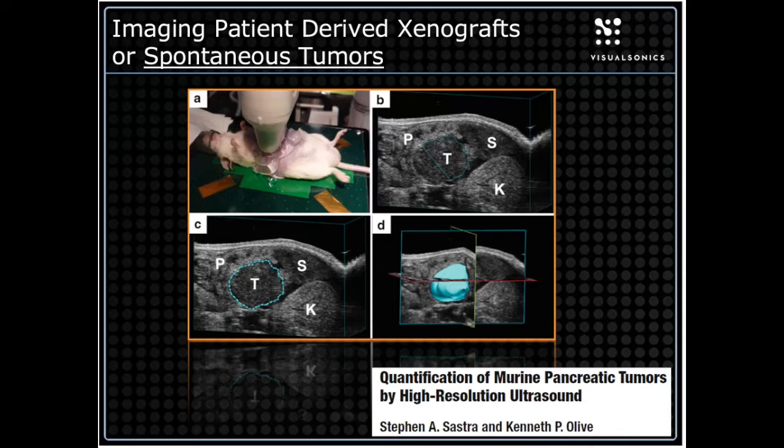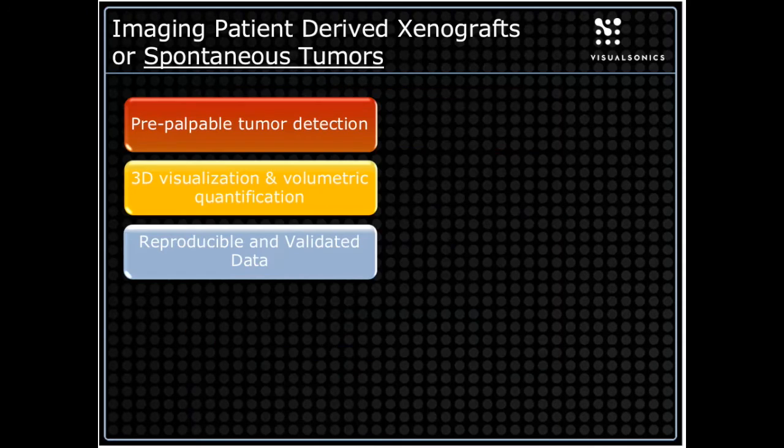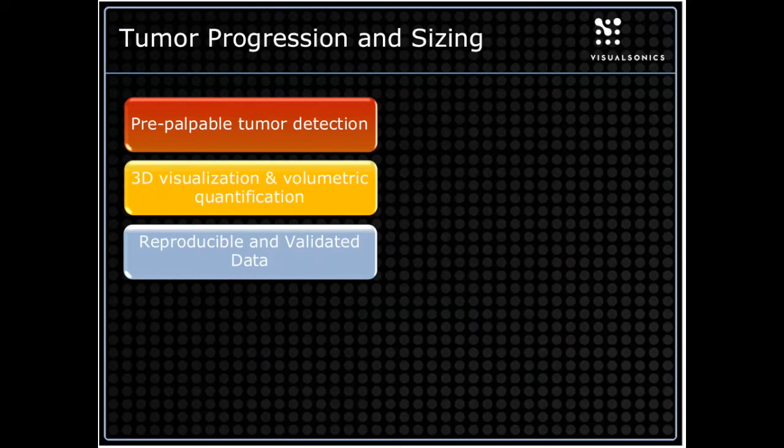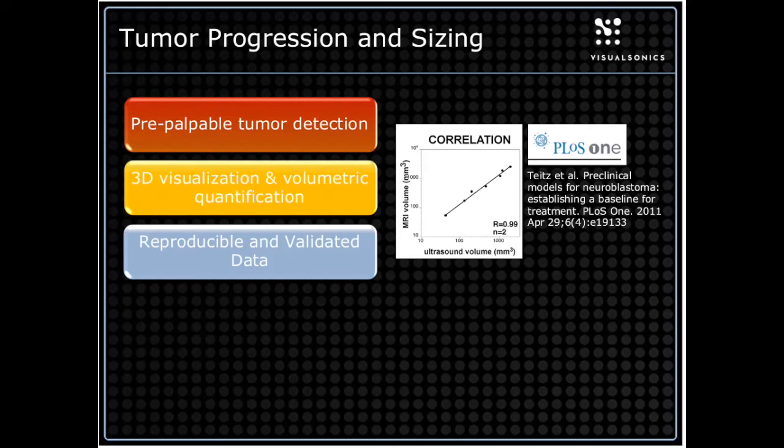Andrew mentioned initially that you need validation of your findings, and there are very good publications looking at ultrasound, MRI, optical imaging for all they can do and all the limitations they have. As for the ultrasound, detecting pre-palpable tumors is one of the key benefits, as we had before in the publication on the pancreatic cancer. 3D visualization and quantification is also a key feature of the ultrasound.